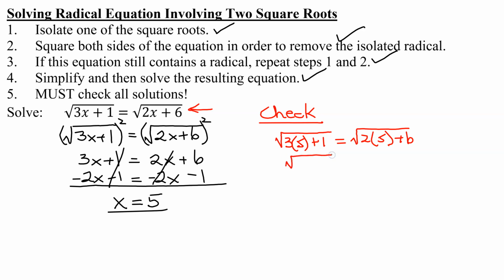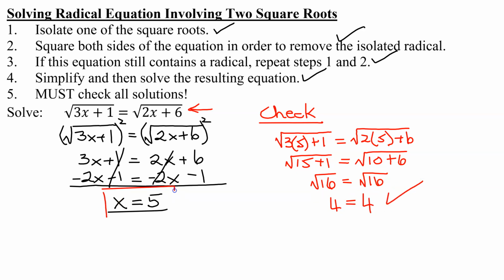So on the left-hand side, I have the square root of 3 times 5 is 15 plus 1 should equal the square root of 5 times 2 is 10 plus 6. So does the square root of 15 plus 1 is 16 equal the square root of 10 plus 6, which is also 16? Is that a true statement? Yes, because the square root of 16 is 4, and so does 4 equal 4? Yes. Therefore, I know that x equals 5 is a good solution to this equation.